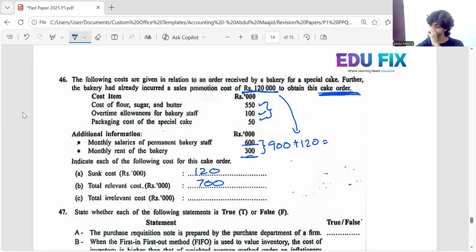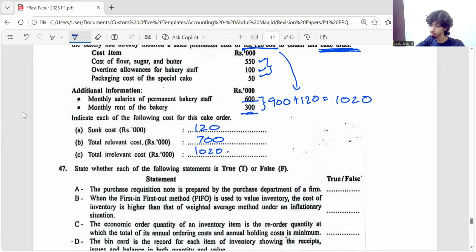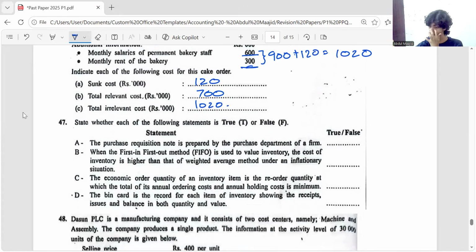Cost of 120. Sunk cost is also irrelevant for your decision making because it's already incurred. 900 plus 120, irrelevant cost is 1020. 1020.